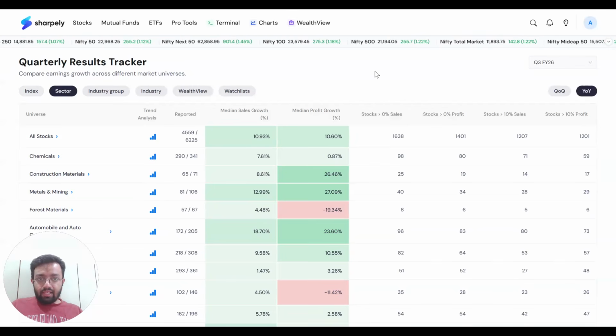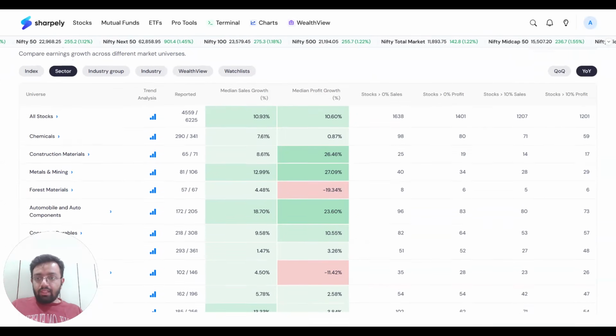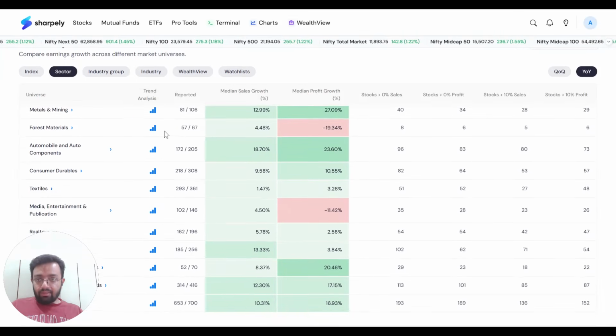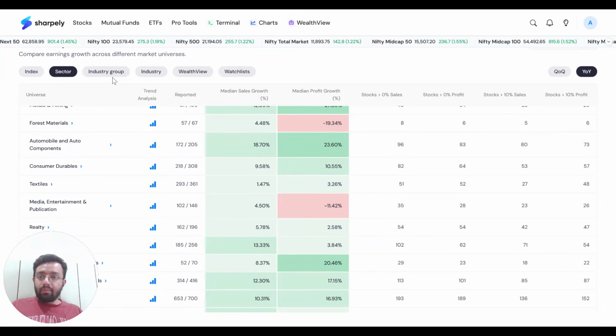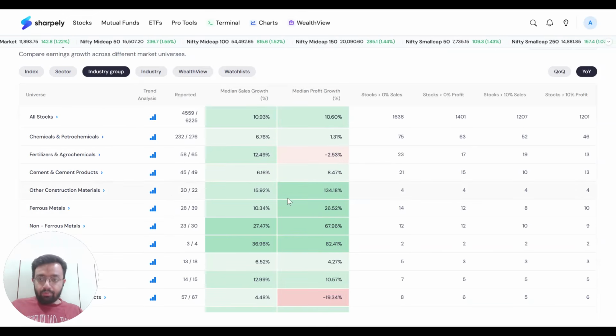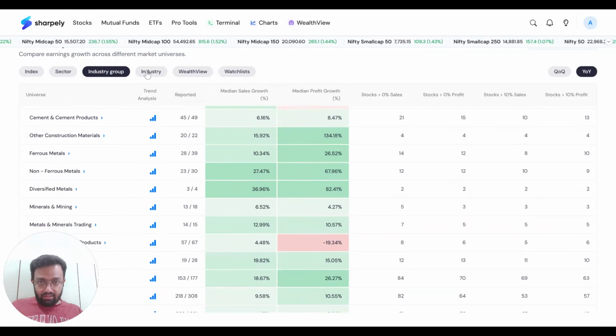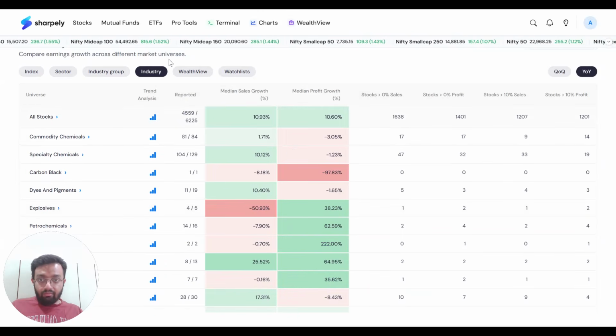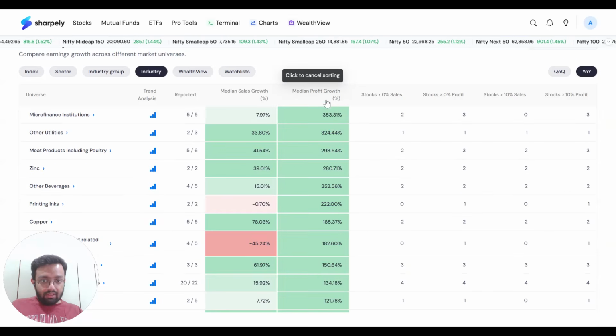So this is the NSE classification. As you can see, there are multiple sectors. In each sector, there will be multiple industry groups, and then in each industry group, there will be multiple industries, right? So you can do the same analysis for sectors, industry groups, and industries. And then you can filter out which industry has shown the highest median profit growth just by sorting based on the median profit growth.